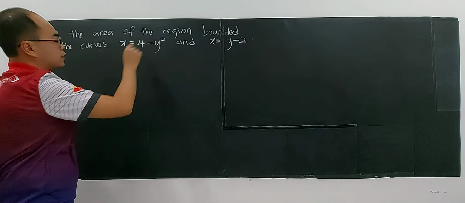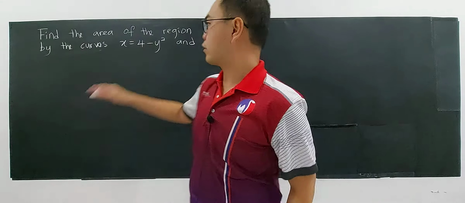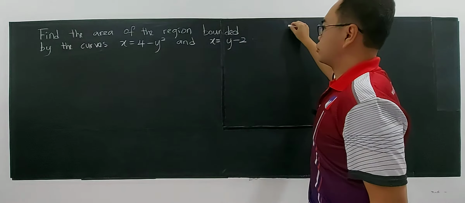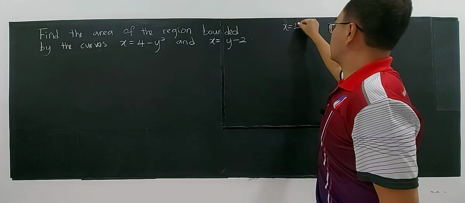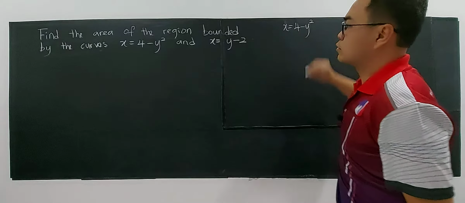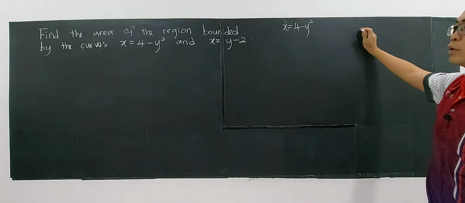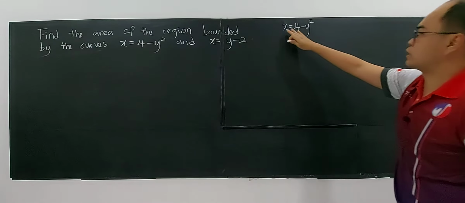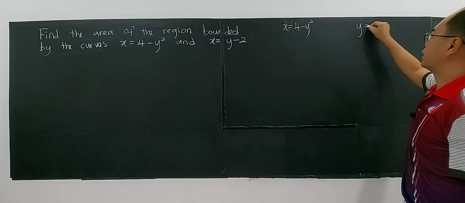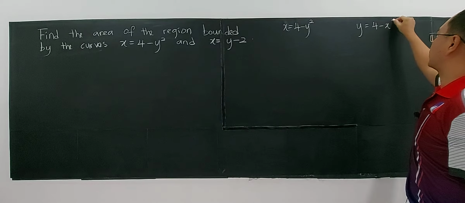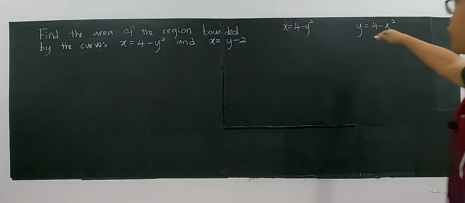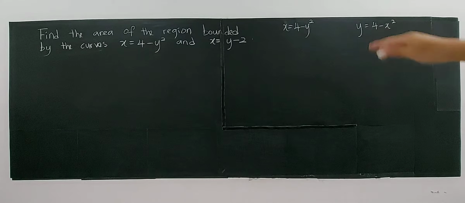So x equals 4 minus y squared. This type of graph is a bit different. Before you learn conics, I'm going to teach you another way of sketching this graph. Just sketching, not very detailed. You can transform this into y equals 4 minus x squared, because you are more familiar with this graph.